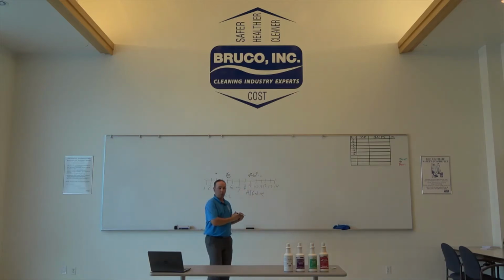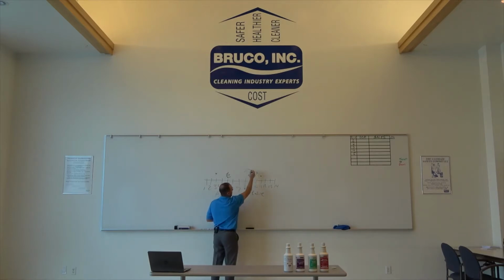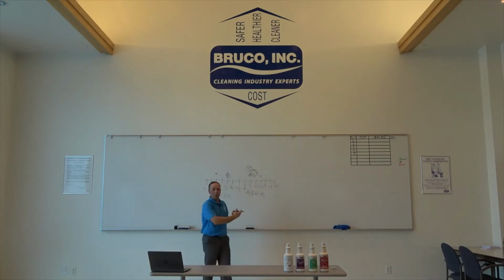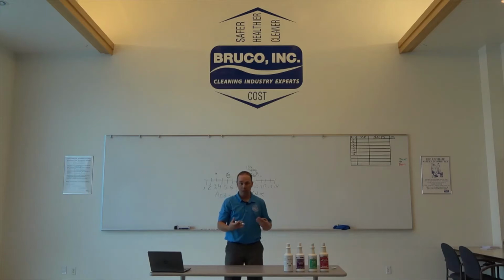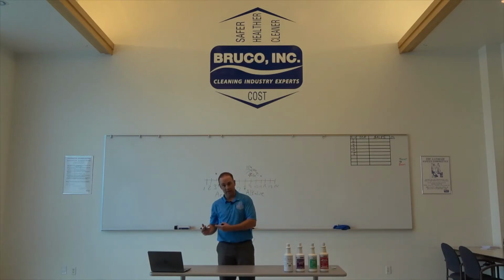As we begin to get more alkaline type cleaners, each jump on this scale is a 10-fold jump. So I go from 8 to 9 and it is 10 times more alkaline. If I go from 8 to 10, it's 100 times more alkaline. Each jump on that pH scale represents a 10-fold increase in alkalinity or acidity.